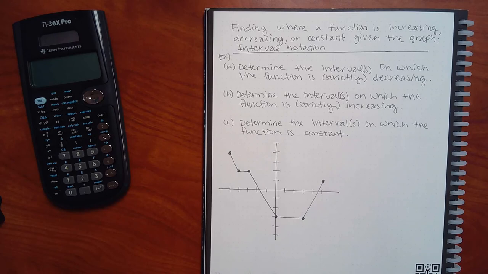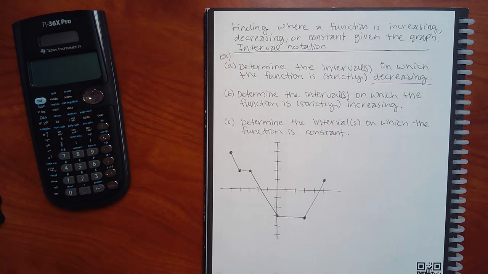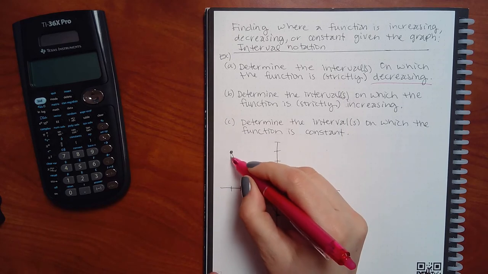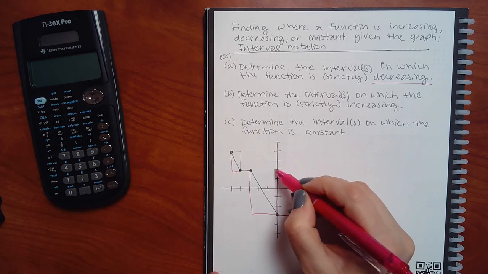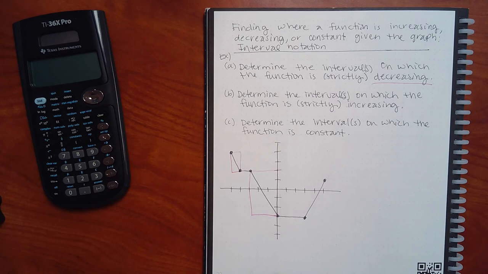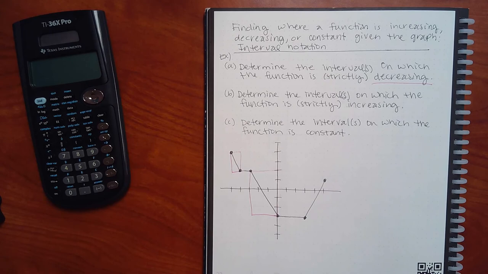But this one also might require unions. If there's more than one place where it's decreasing, I will need to use unions. If there's more than one place where it's constant, I will need to use unions. And if there's more than one place where it's increasing, I will need to use unions, okay? So let's go to the first one. This one talks about decreasing. So if I read it from left to right, I can see that it's decreasing here, and I can see that it's decreasing here, right? Those are the two spots. Because there is a gap in between, that does mean that I'm going to have a union, okay?